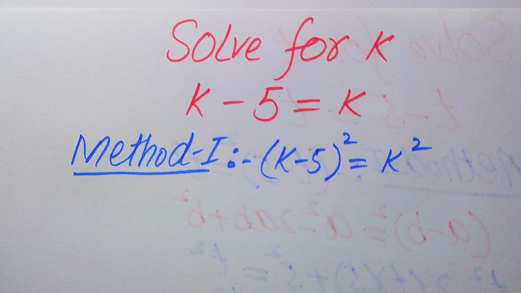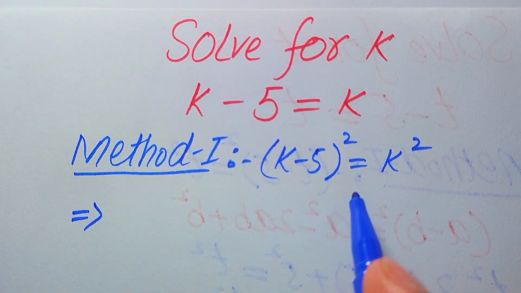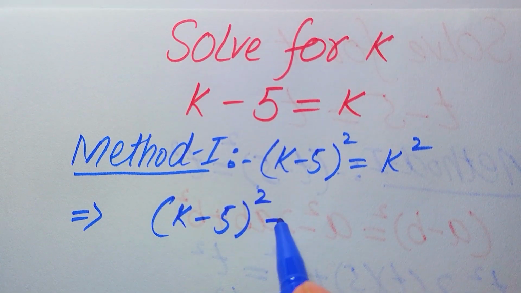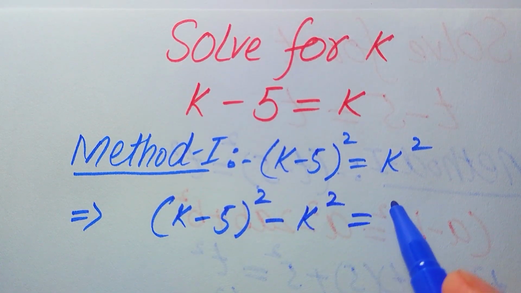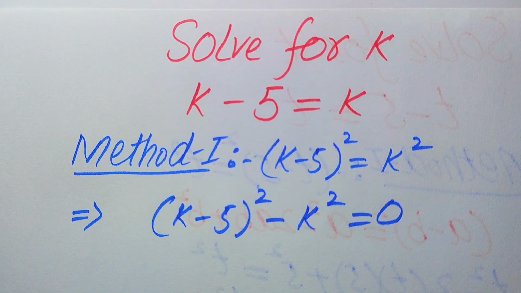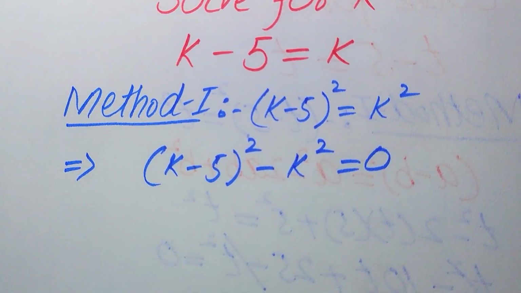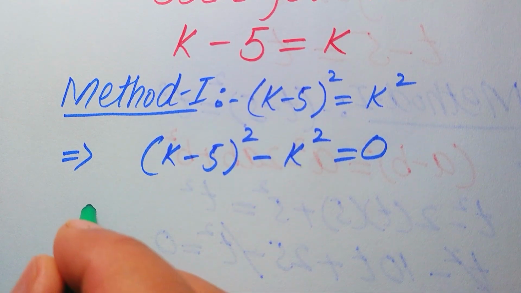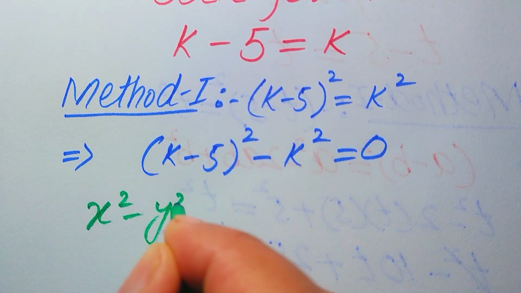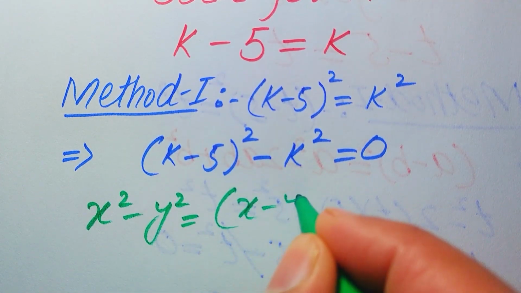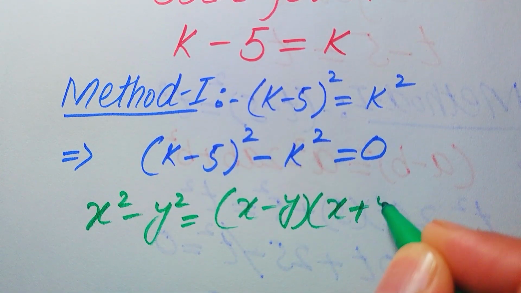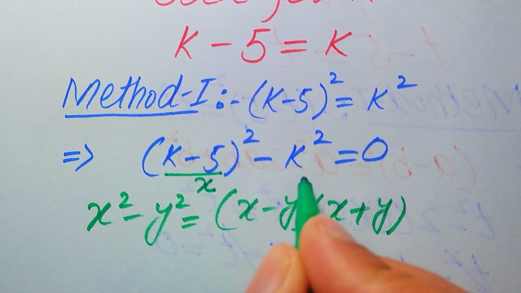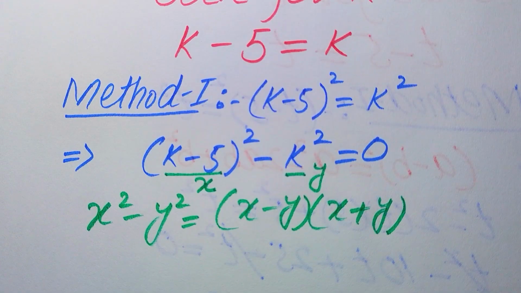Here we use a nice algebraic formula, but before this we move k squared from the right hand side to the left hand side, and it becomes (k − 5) whole squared minus k squared, and this whole equation is equal to 0. Now in the next step we use the nice algebraic formula you know: x squared minus y squared equals x minus y times x plus y. According to this, the base of this term is our x and the base of this term is our y.